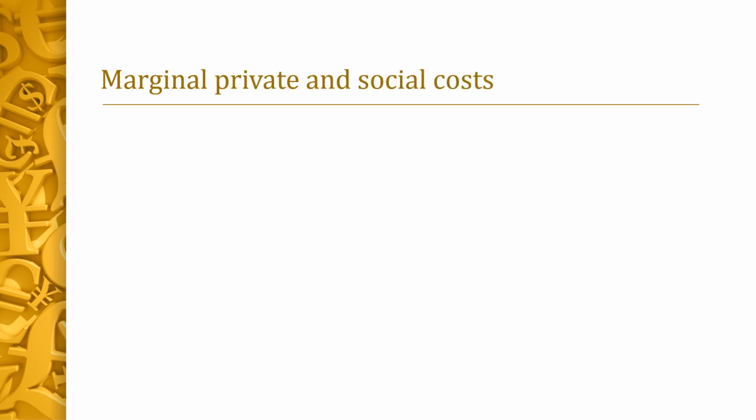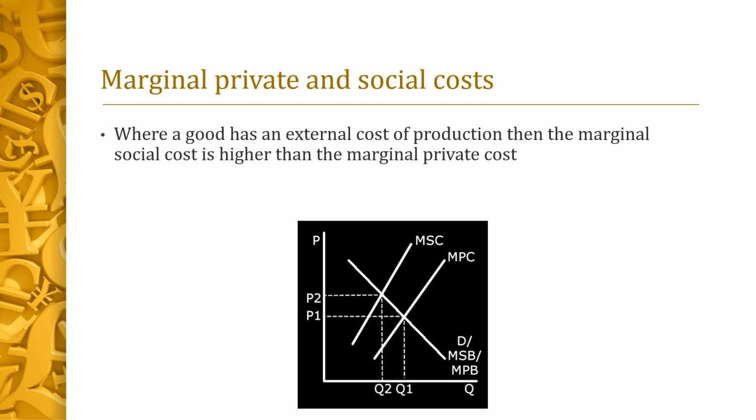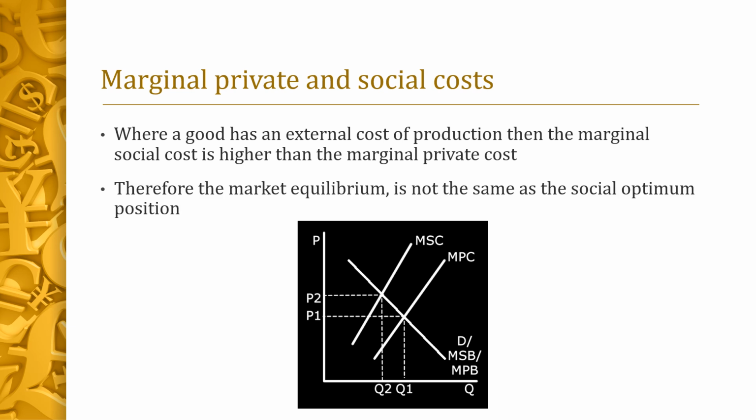Where a good has an external cost of production, then the marginal social cost is higher than the marginal private cost. Therefore, the market equilibrium is not the same as the optimum position. Here, the market equilibrium is at Q1, where the marginal private cost matches the marginal private benefit, while the social optimum position is at Q2, where the marginal social cost matches the marginal social benefit.